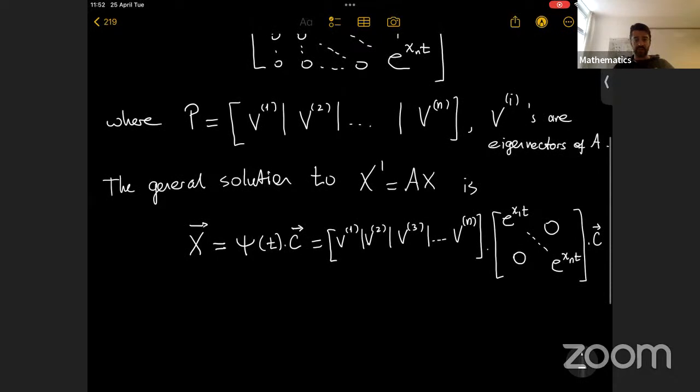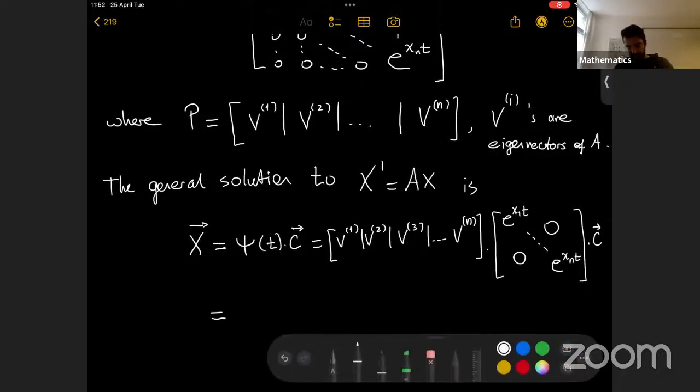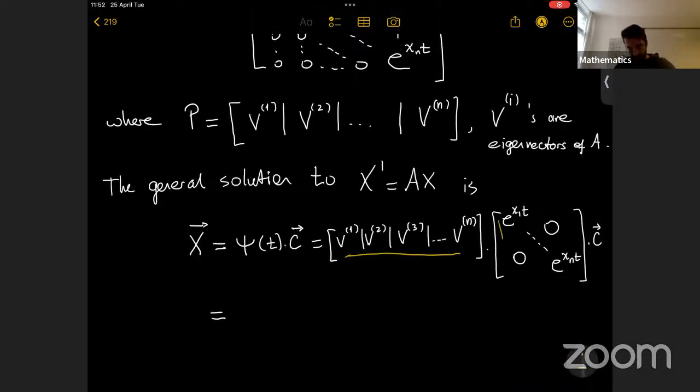Well, this is equal to what? Let's compute this matrix multiplication. Take this as the first row and the first column here. It's going to give you e to the lambda 1 t times v1. And we also multiply with c, so it's going to be c1 times e to the lambda 1 t times v1, the vector, plus.